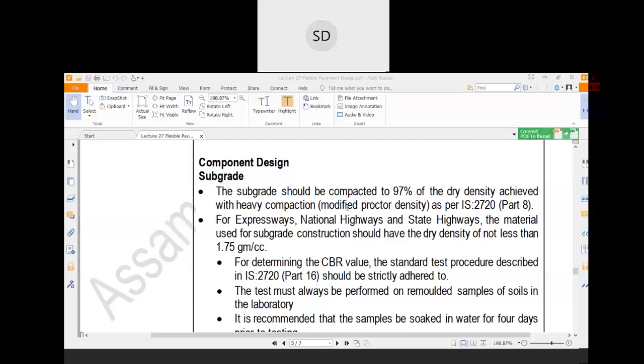Now, if we discuss the different components of the flexible pavement, the first component is the subgrade layer. If your subgrade is not strong enough, you have to provide one additional subgrade course. In that case, that subgrade portion must be compacted to at least 97% of the dry density. This is achieved by mixing the soil particles with adequate moisture content, and that moisture content, related to the maximum dry density, is called optimum moisture content.